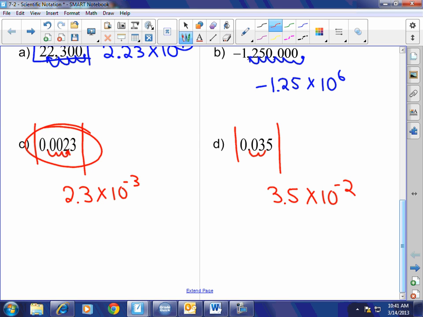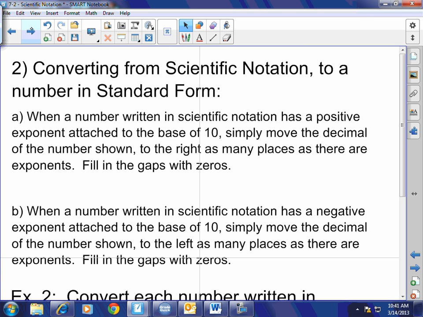Thank you. All right, now, second skill. Converting from scientific notation number to standard form. This one's even easier in my opinion. When a number is written in scientific notation, okay, has a positive exponent attached to the base of 10, simply move the decimal of the number shown to the right as many places as there are exponents. Fill in the gaps with zeros.